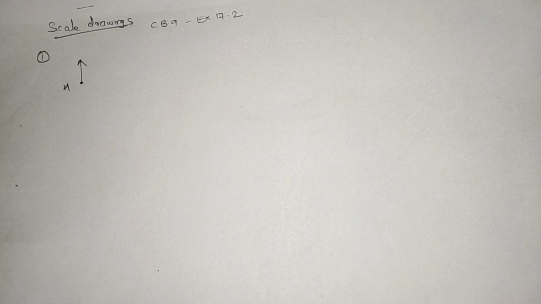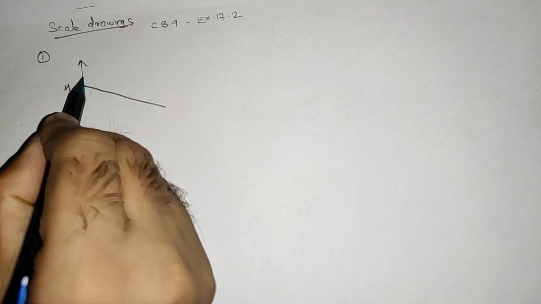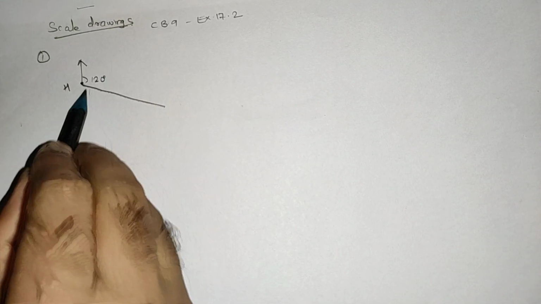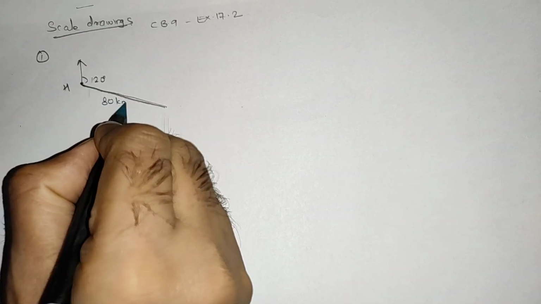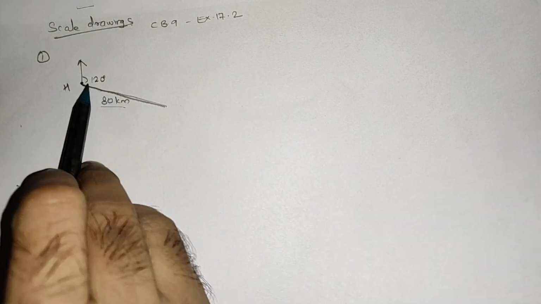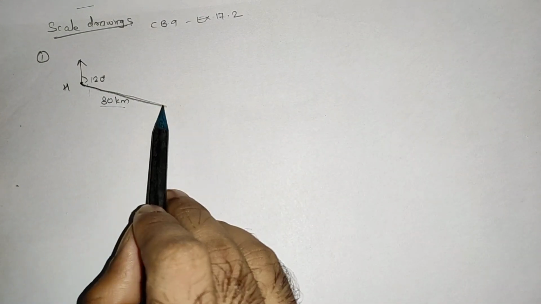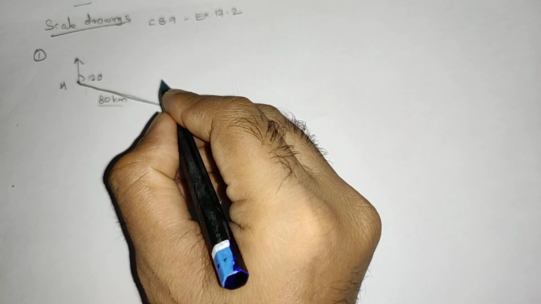So let us read the question again. A ship leaves harbor and sails 80 km on a bearing of 120 degree. So bearing, that is an angle of 120 degree. The distance traveled is 80 km. It then sails 100 km on a bearing of 030 degree, that is 30 degree. After traveling 80 km on a bearing of 120 degree, the ship sails 100 km on a bearing of 030 degree. So first you will draw the north arrow.